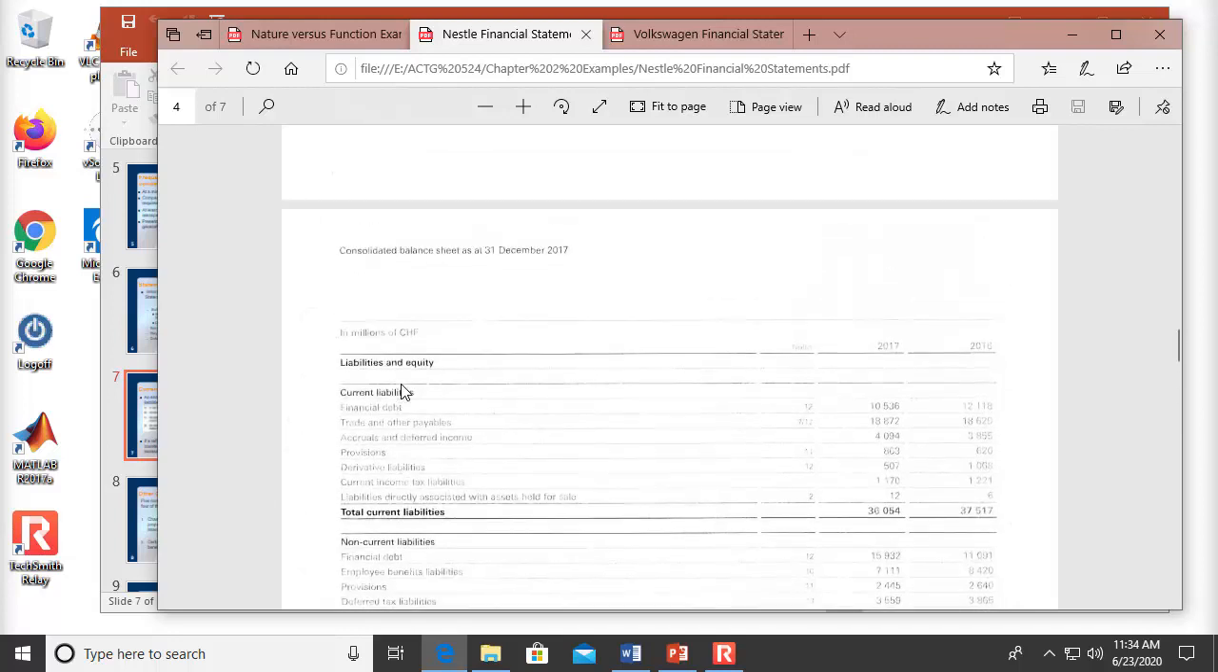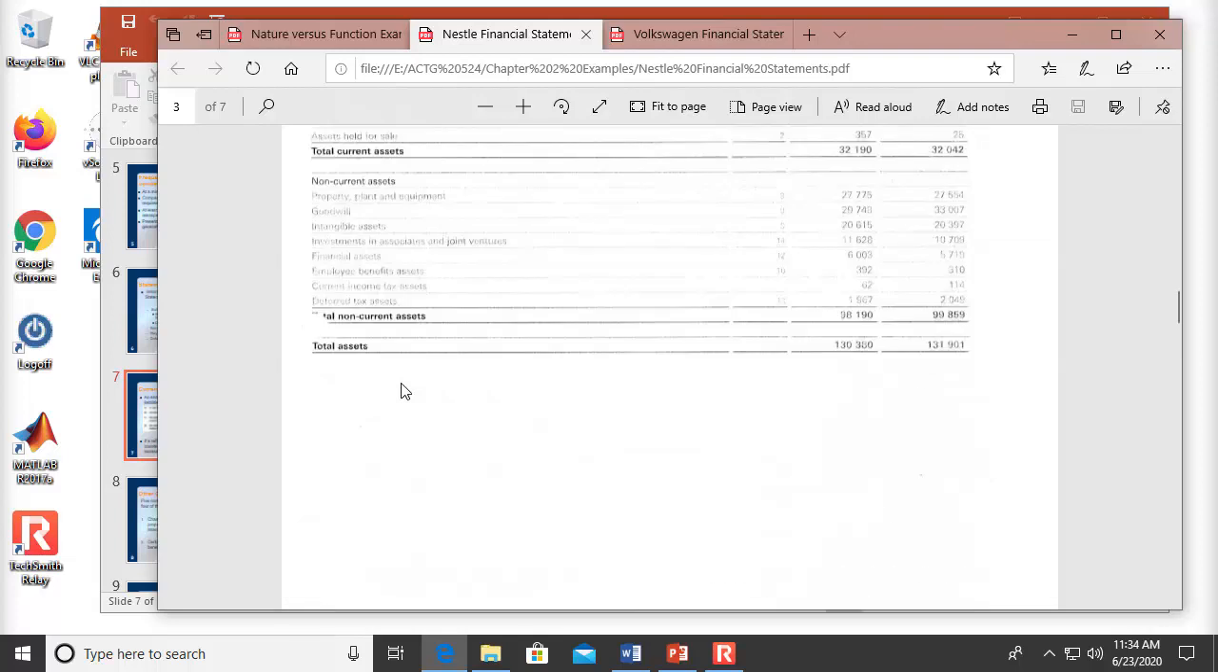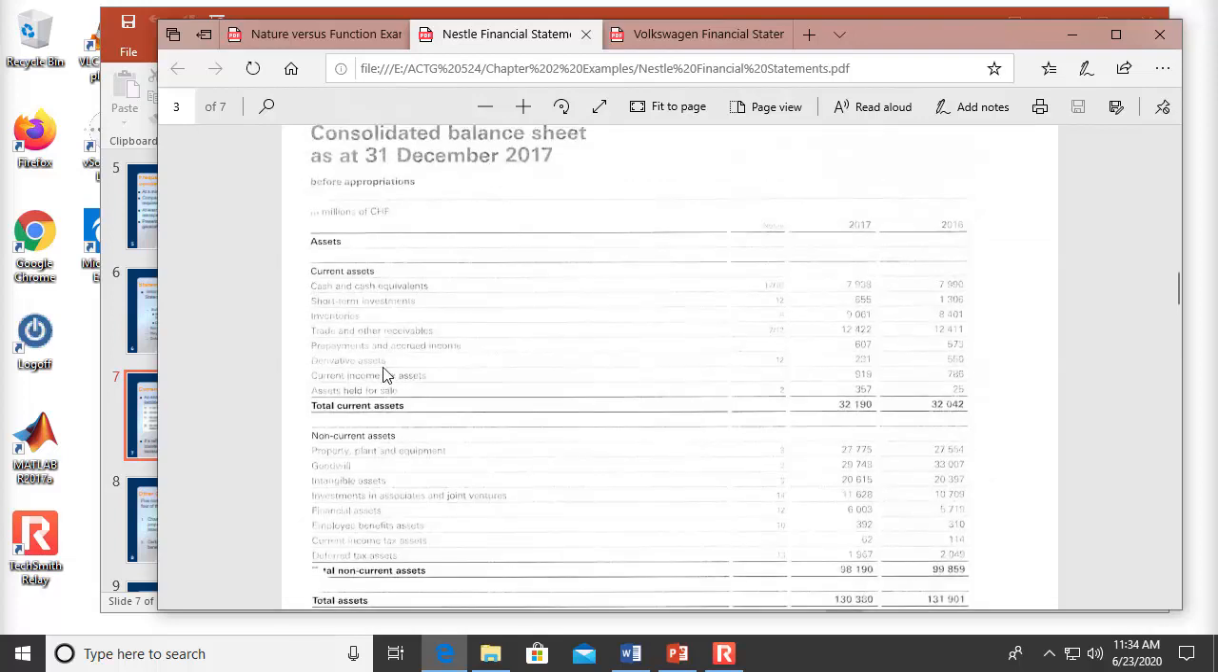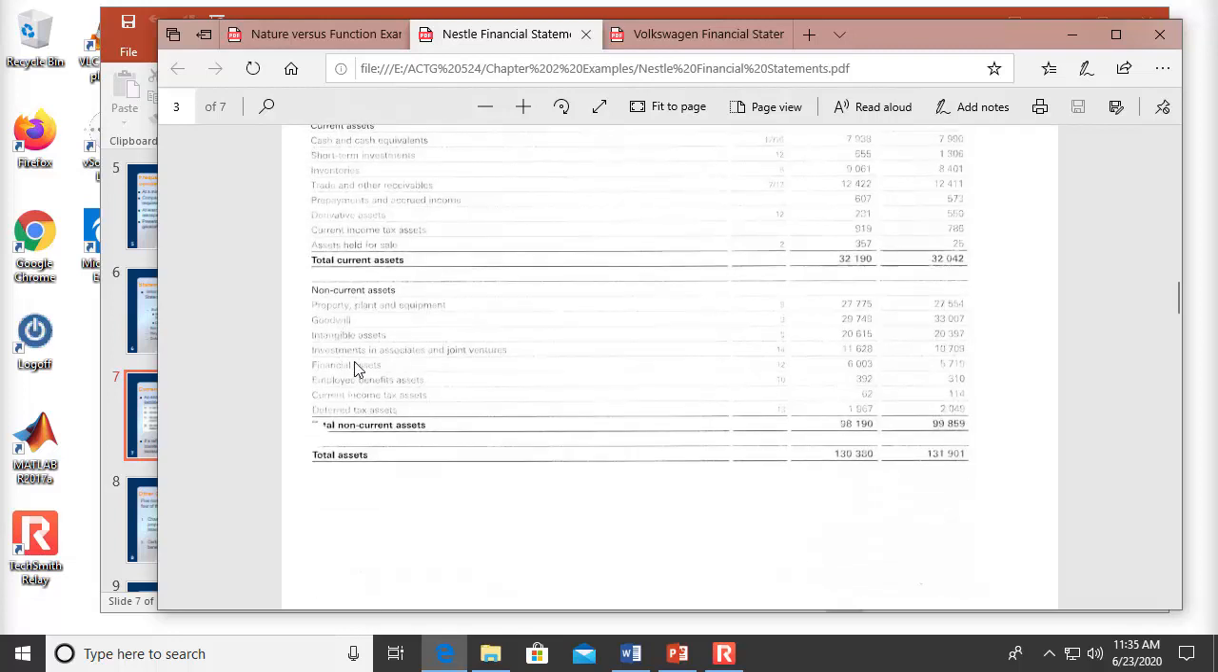So some specific things I wanted to show you from this: notice that Nestle does not have any biological assets. They are not in the business of growing things. They are in the business of taking things that are grown by others and converting them into food products. Notice that they have, in their non-current assets, investments in associates and joint ventures. We talked about that, I believe in chapter 30. That would just be equity method investments that Nestle has.